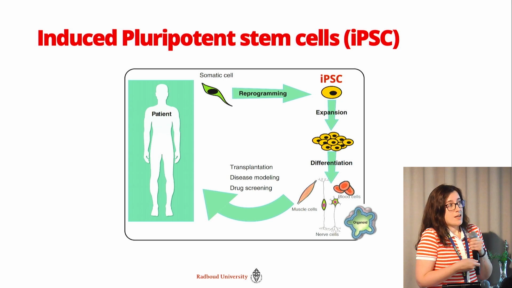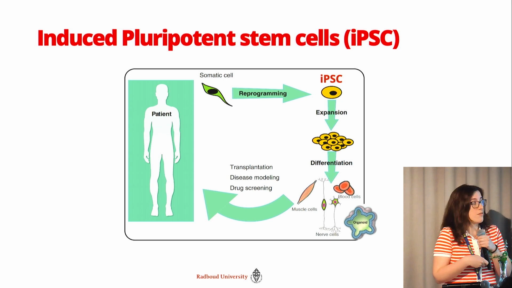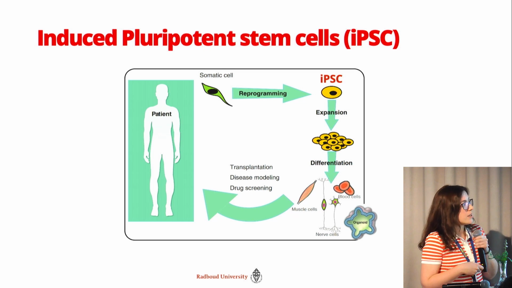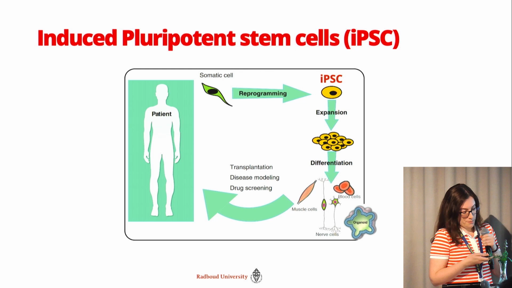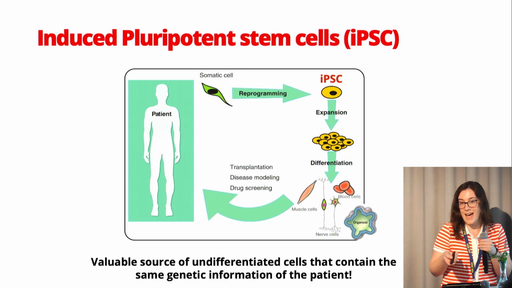And then, of course, having cells that have the genetic information of the patient, we have an amazing tool to study disease, for drug screening, to treat the patient, and of course for transplantation. So these cells have a huge potential. Yeah, and like I said, they're a valuable source of cells that have the mutation.